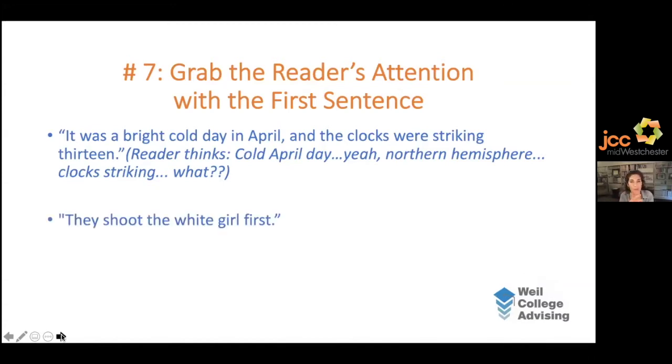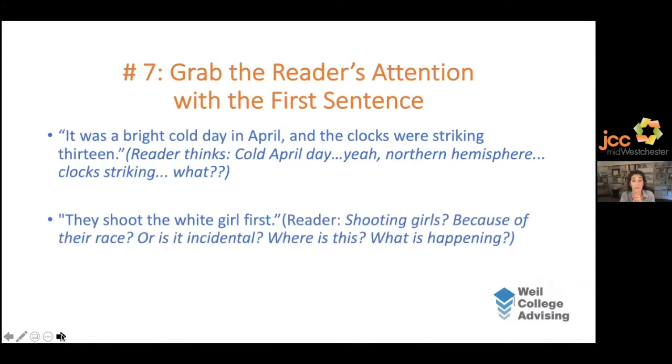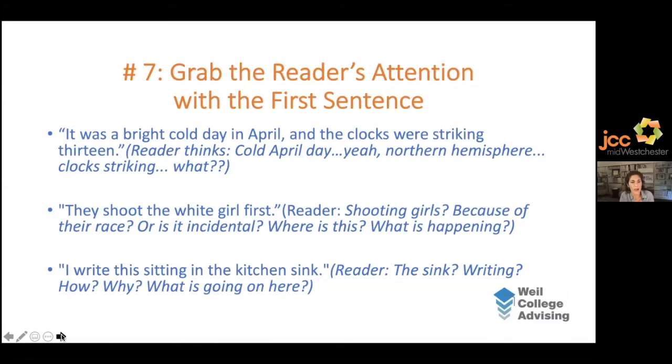I have another example. They shot the white girls first. The reader thinks, shooting girls because of their race, or is it incidental? Where is this? What is happening? Another example, I write this sitting in the kitchen sink. That's the very first sentence. The reader thinks, the sink, writing, how, why, what is going on there? So as you see, these are the first sentences, boom. The reader is right away thinking, what's going on here, right?